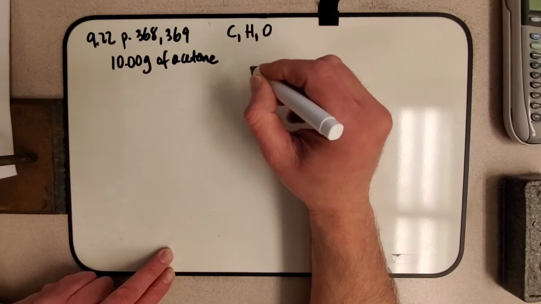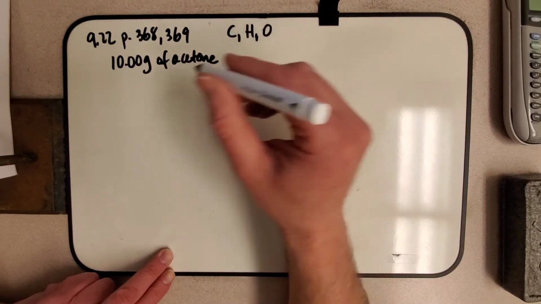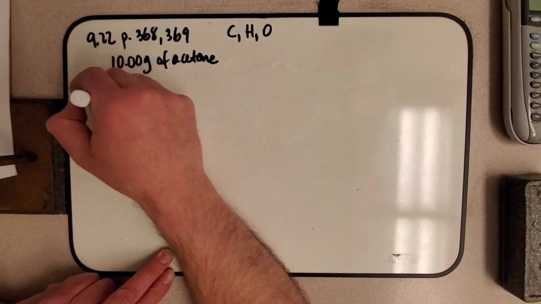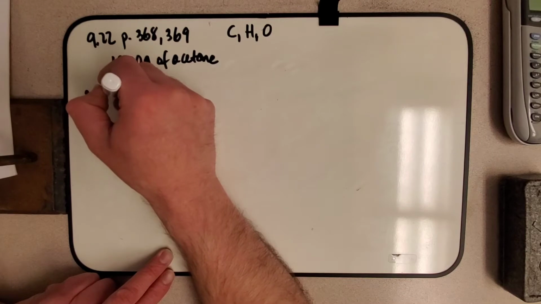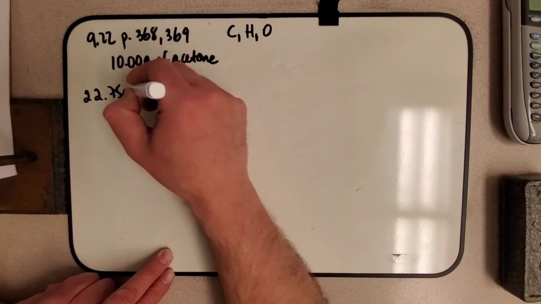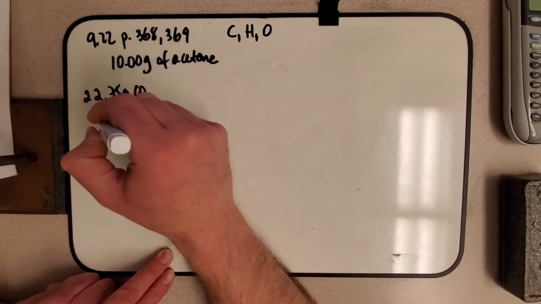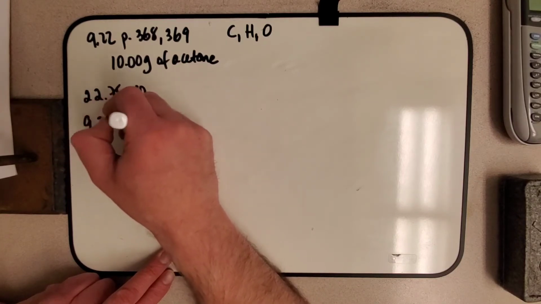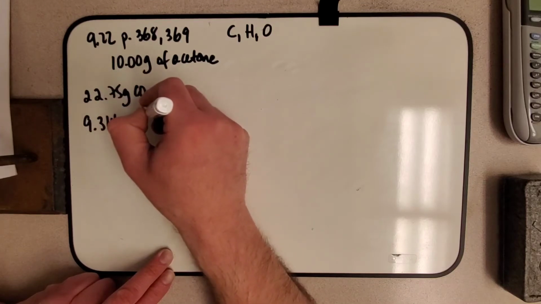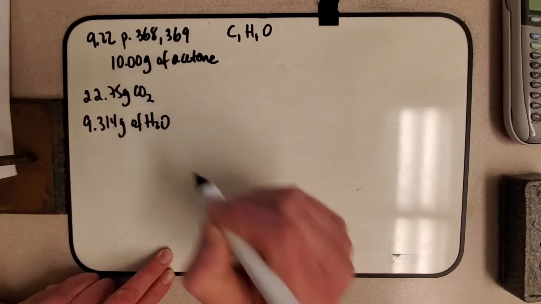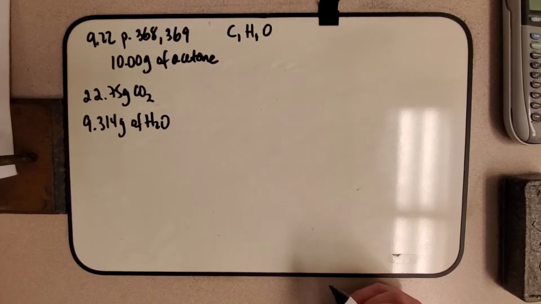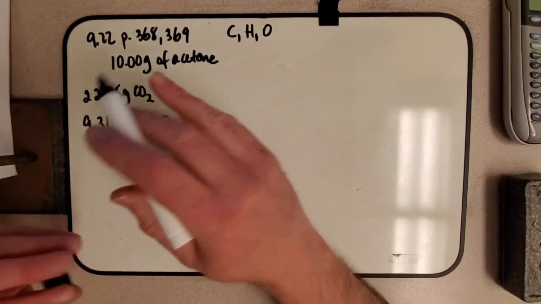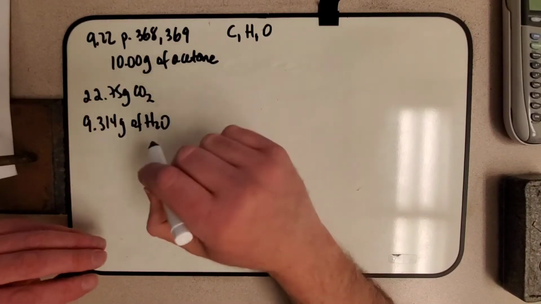And so this acetone yields, again, with the same apparatus used as in the previous problem, 22.75 grams of CO2. It also produces 9.314 grams of H2O. Okay, great. So again, as in the previous problem, what we can do is convert everything to moles and pretty much get the moles of carbon, hydrogen.